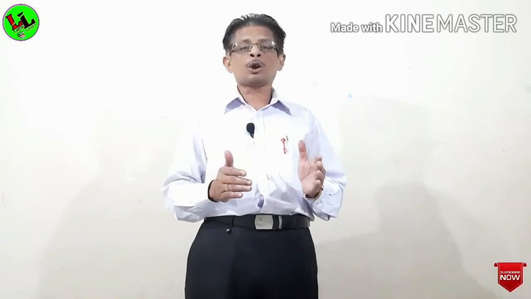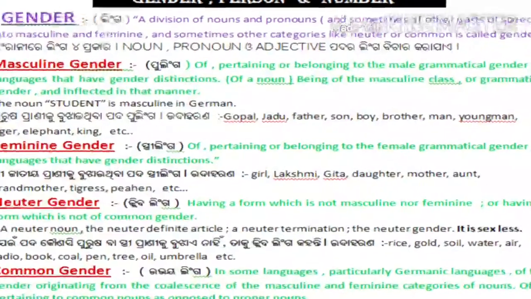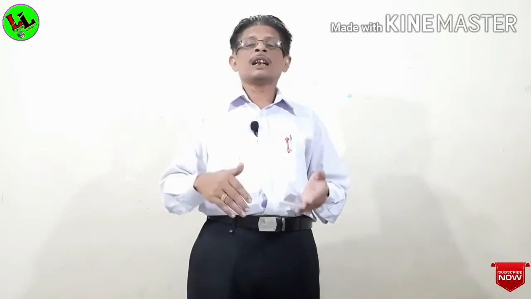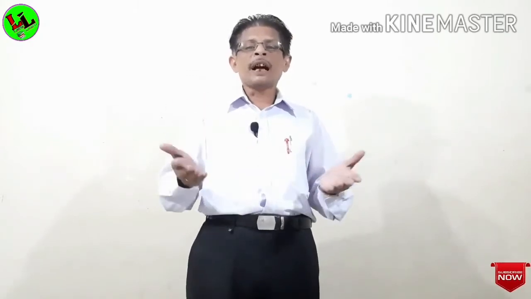Now we will proceed to neuter gender. Having a form which is not masculine nor feminine, or having a form which is not of common gender, that is called neuter gender. That means it is sexless. There is no sex in this case, in case of neuter gender. We can take some examples, that is rice, gold, pen, etc. These are examples of neuter gender.